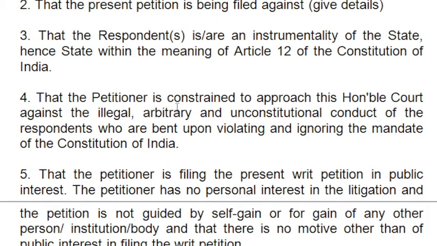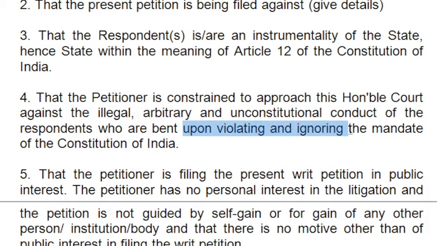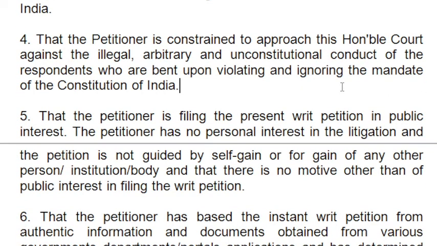Fourth point is the petitioner is constrained to approach the Honorable High Court against the respondent. Why are you approaching the High Court? Because illegal, arbitrary, unconstitutional conduct of the respondent has occurred, and because of that there is violation and ignorance of the Constitution of India. That is why we are approaching this court. You have to mention all of this. And as I have said, if you are going to file the PIL under any other act, then you have to change this. Instead of the Constitution, you have to mention that act.